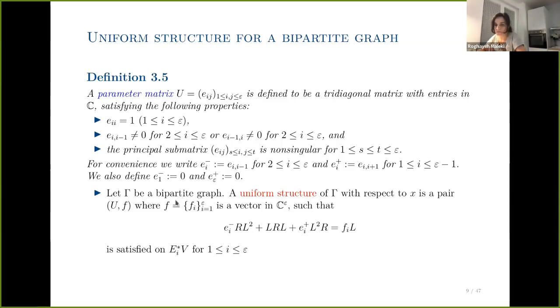So we let gamma be a bipartite graph. A uniform structure for the graph gamma with respect to a fixed vertex x is in fact a pair (U, f), where f is just a vector in C to the power of the eccentricity of x, such that this equation is satisfied on E_i^* V for i between 1 up to the eccentricity of x. So now we have the definition of uniform structure for bipartite graphs.